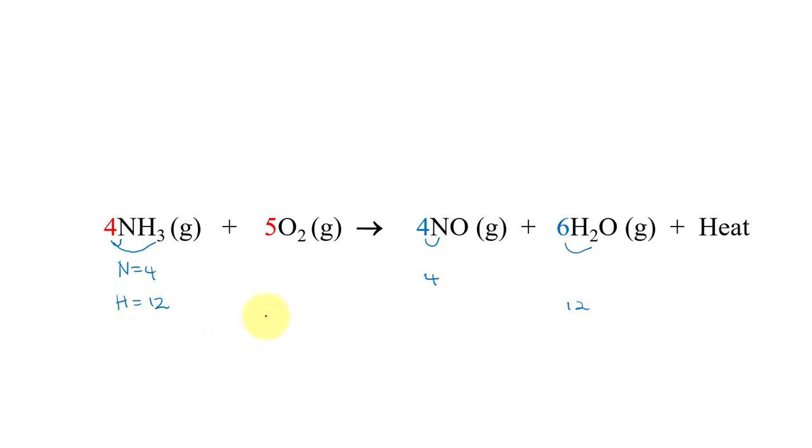Oxygen, let's put it here below oxygen. We have 5 times 2, which is 10. Oxygen, we have 4 times 1, which is 4, plus 6 times 1, which is 6, which also gives us 10. So all the elements will be balanced. At this point, we shall say we have a balanced chemical equation of this sort.